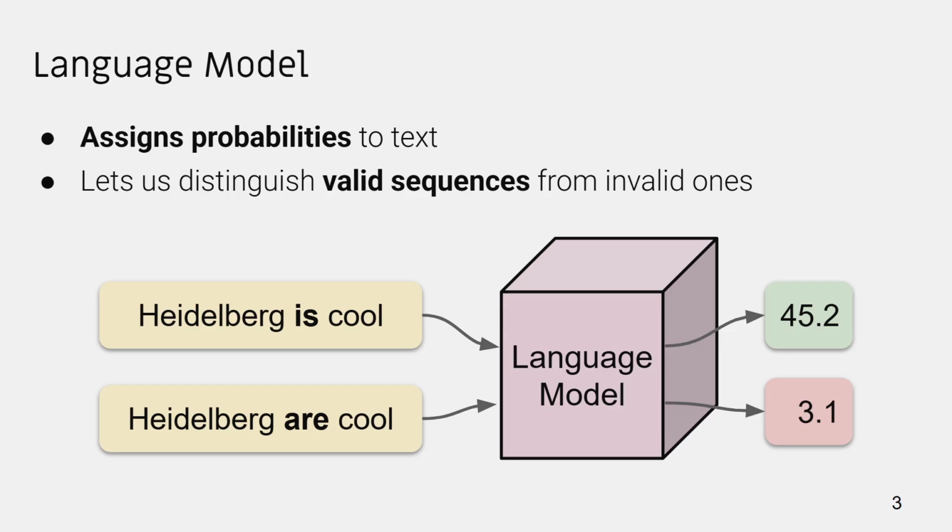As an example here, regardless of what's inside a language model, if you give it "Heidelberg is cool," and if it's a good language model, it gives you a higher probability, like 45.2, than if you give it "Heidelberg are cool," which is not grammatical, which gets a much lower probability of 3.1.